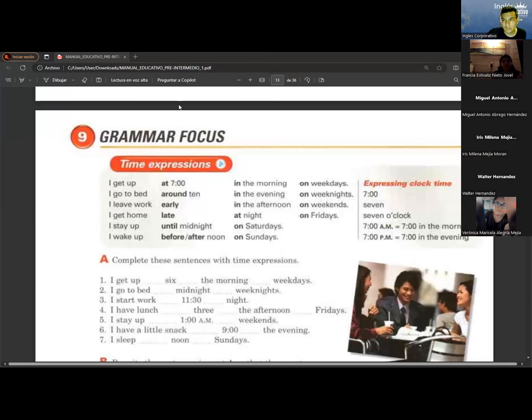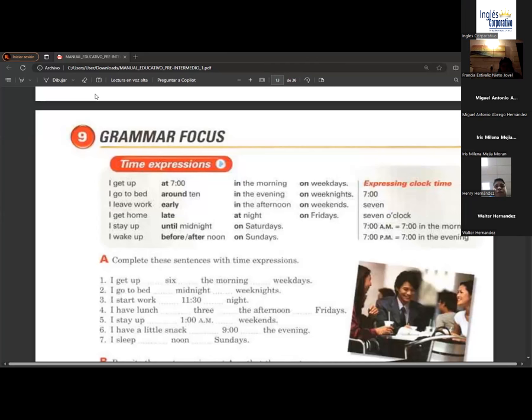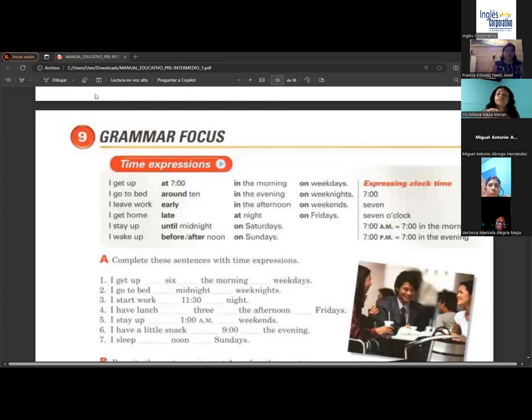It is a grammar focus, time expression. Vamos a ver algunas expresiones de tiempo. Por ejemplo, tenemos I get up at 7. Siempre que expresamos horas, vamos a utilizar la preposición at. Also, I go to bed around 10. ¿Qué queremos decir around 10? Se puede decir, puede ser como alrededor de. Okay, no está dando una hora específica, únicamente está dando un promedio, around. I go to bed around 10. Around 10. Okay.